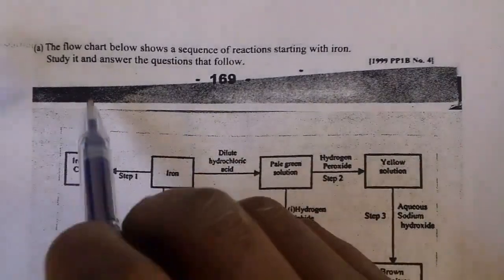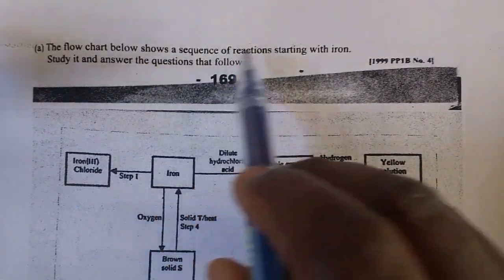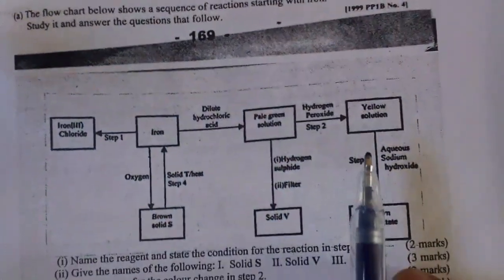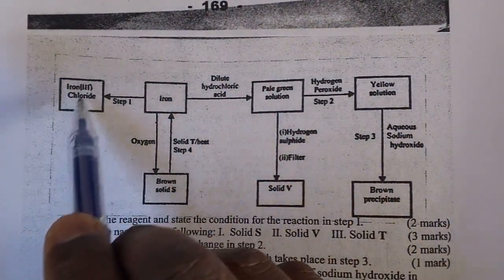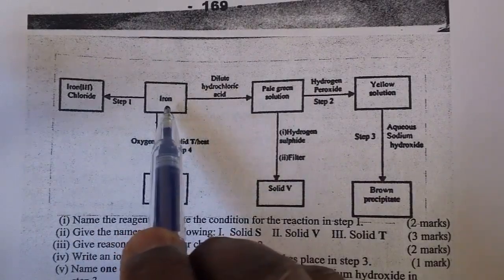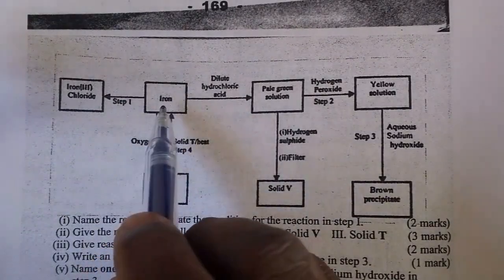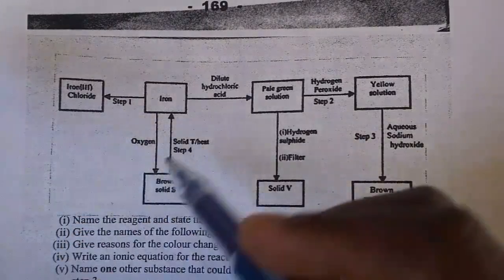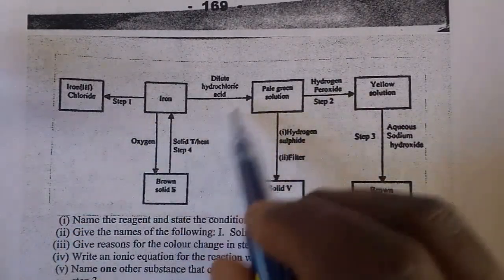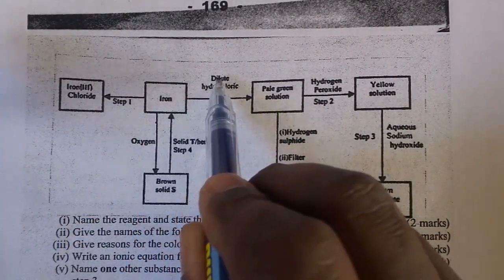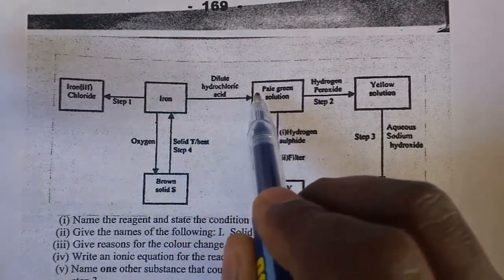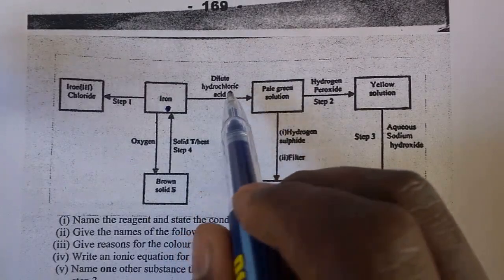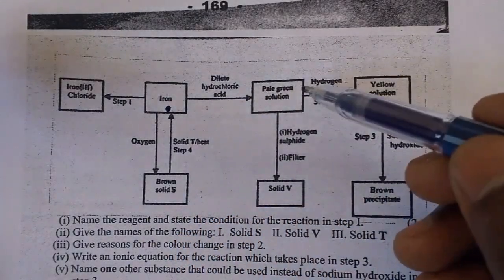The flow chart below shows the sequence of reactions starting with iron. Study it and answer the questions that follow. So we have iron 3 chloride, step 1, but this step started from iron. So what reagent is required for iron to form iron 3? Chlorine, right? So first go through what is happening. Iron reacts with dilute hydrochloric acid to form a pale green solution. So iron plus HCl will form iron 2 chloride, and that's why it is a green solution.